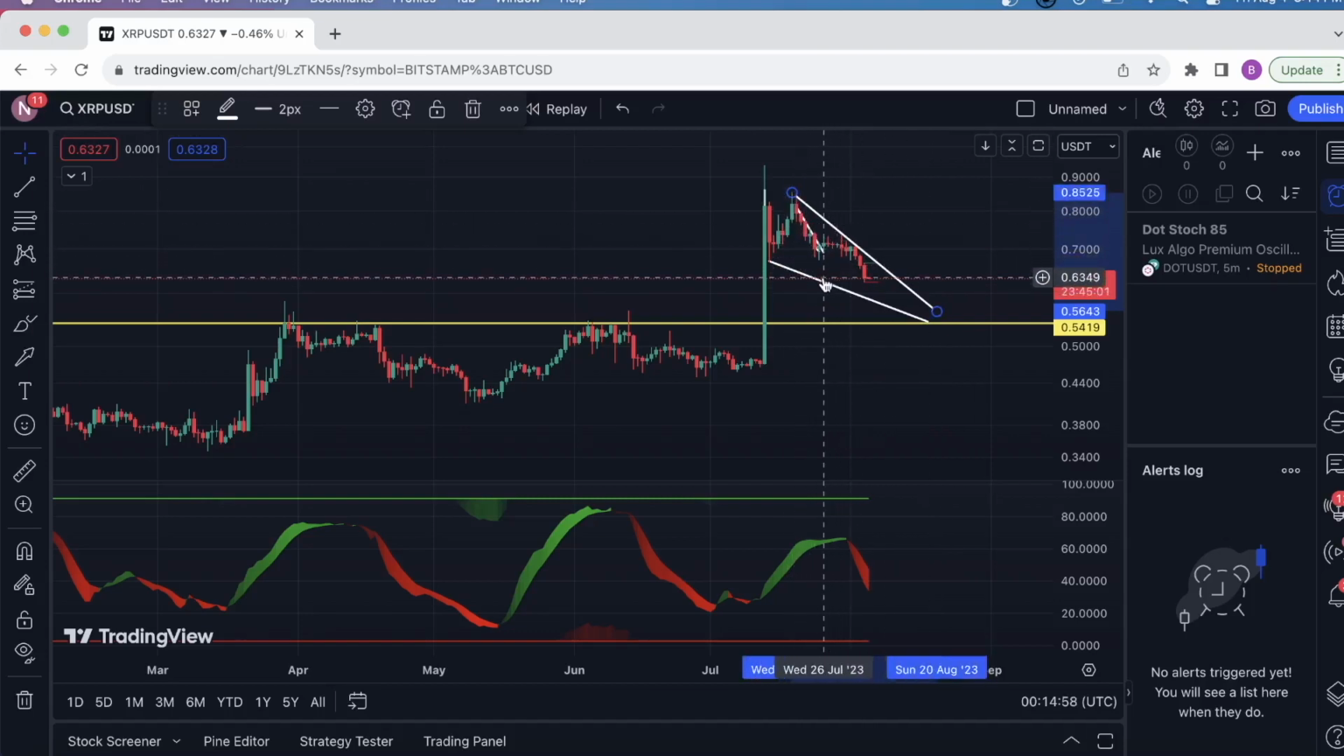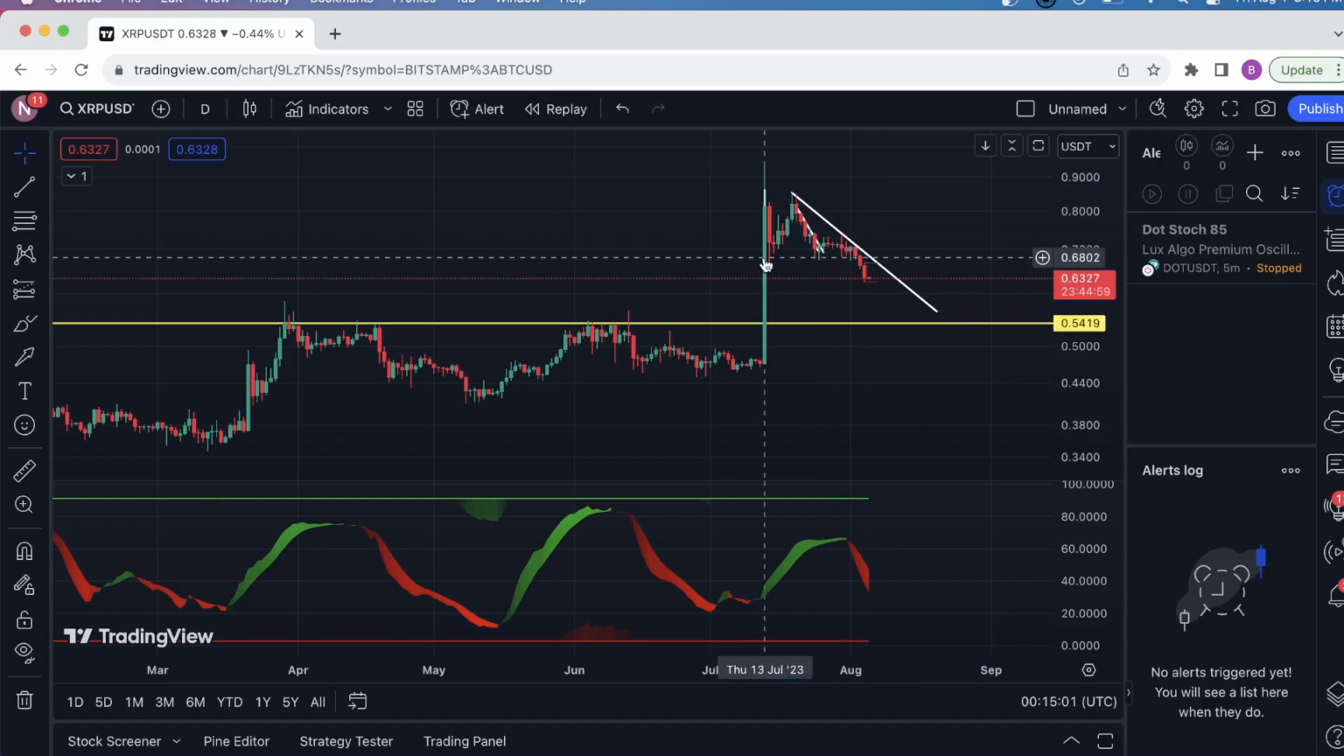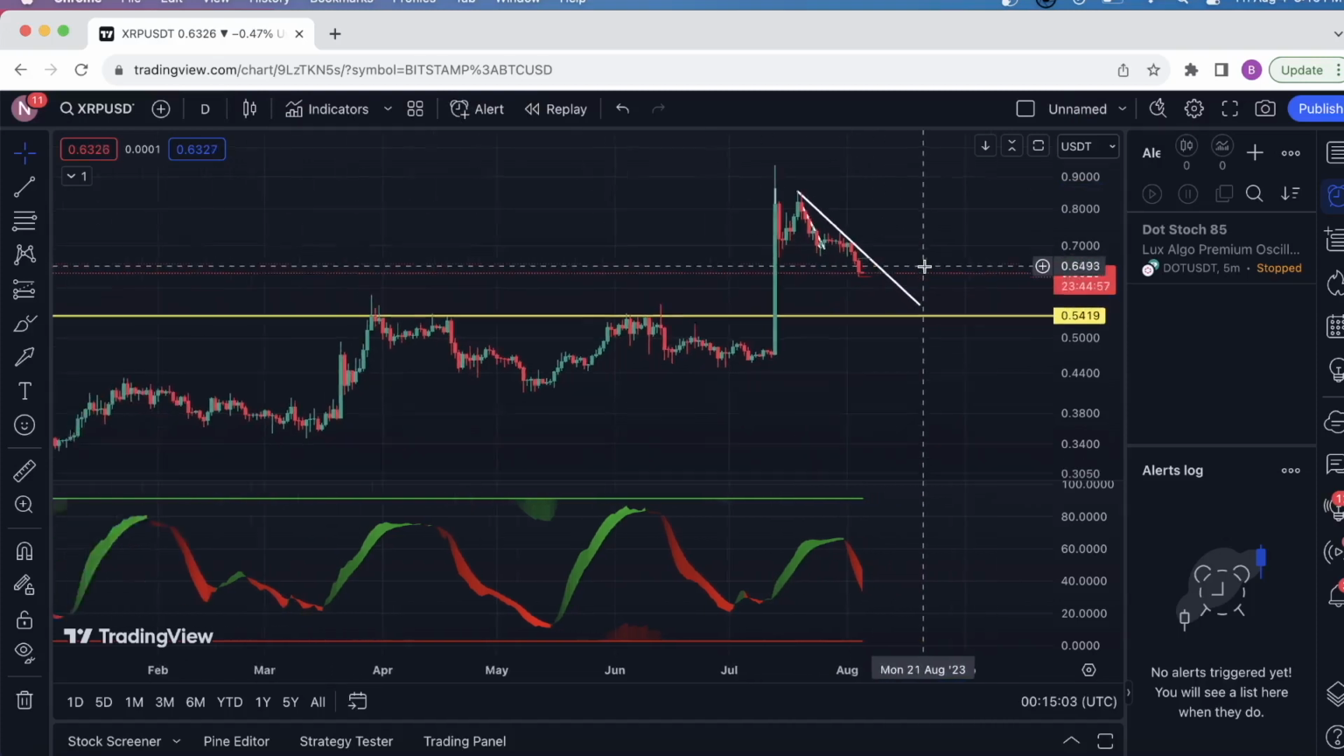However, this upper trend line is valid. We just haven't formed the bottom of it yet, right? So just keep an eye on that.